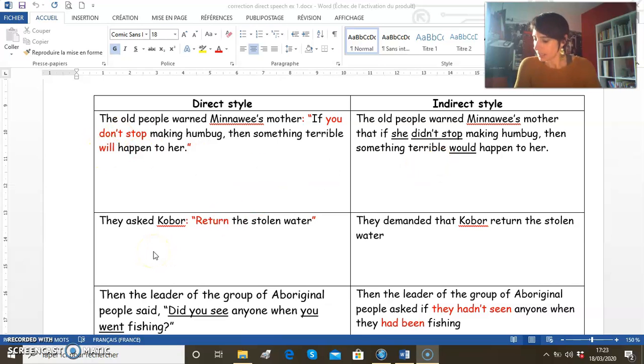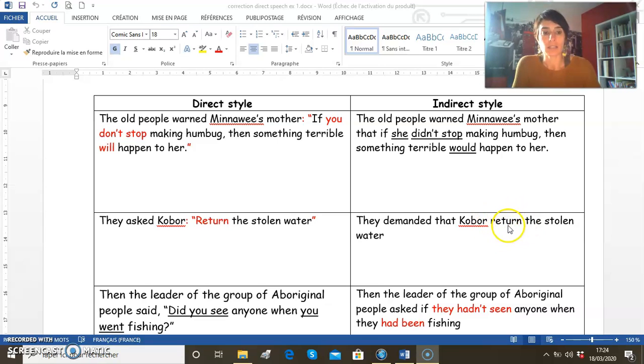The second example, still moving from indirect style to direct style. The sentence is not an affirmative sentence, not a negative sentence, it's not a question, and I forgot to tell you about this. This is an order, this is imperative. So it's quite simple. Here, they demanded, it's an order, so you can replace demand by asked to express this idea of order. Then, the verbal group here is not conjugated because it's an order.